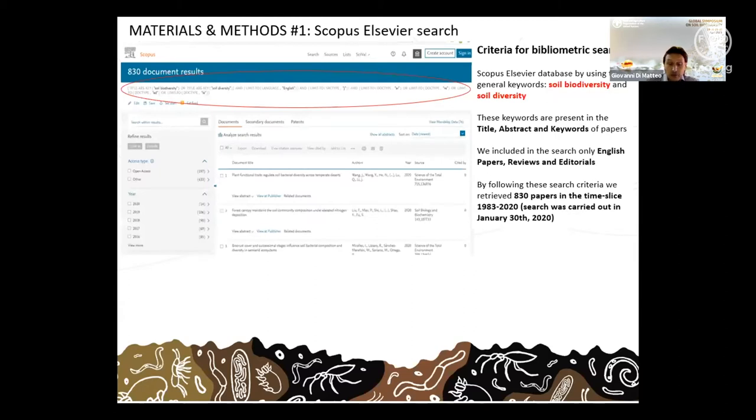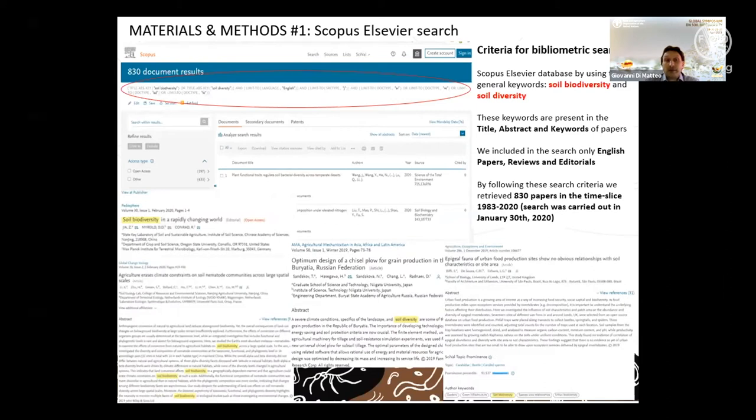So regarding the methodology, I used two general keywords, that is soil biodiversity and soil diversity, in the Elsevier Scopus database. At the end of the searching criteria, I retrieved 813 papers in the time slice 1983-2020. So here I'm showing three examples of the searching criteria, in which the two general keywords are present in the first case in the title and in the abstract of specific papers. In the second case, in the abstract, in the third case, in the keywords of the specific papers.